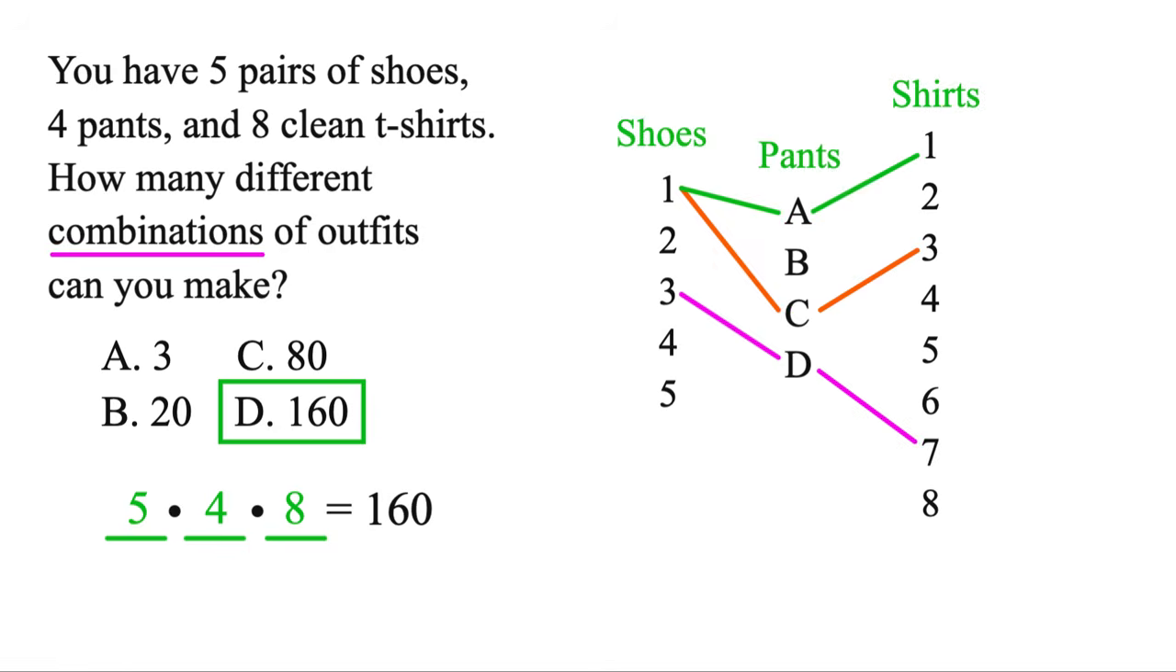Now you could visualize this, because when you go from the left side to the middle to the right side, that's one specific combination. But every time you go from the left to the right, that's another one. And there's going to be a lot of them. So therefore, there's exactly 160.